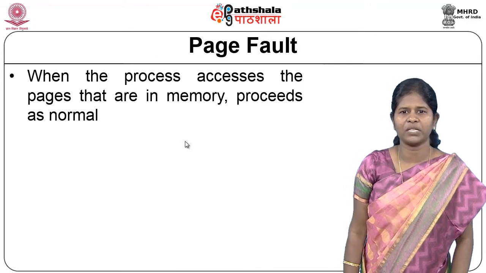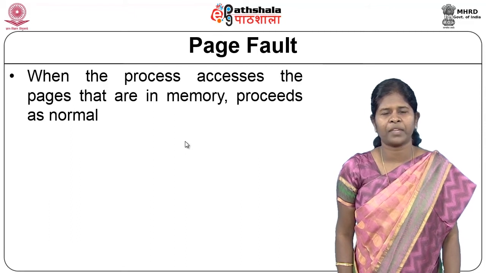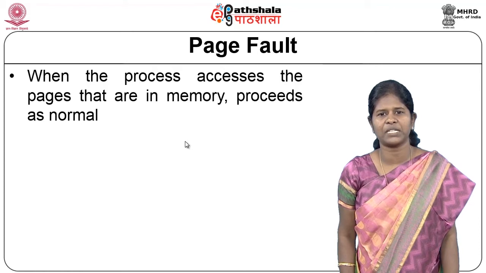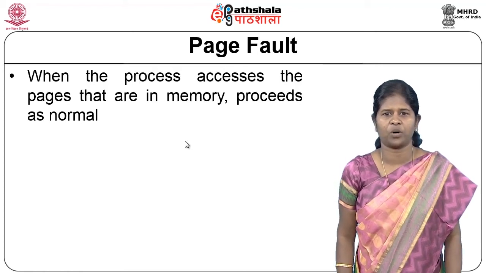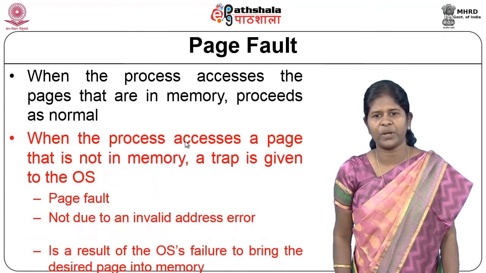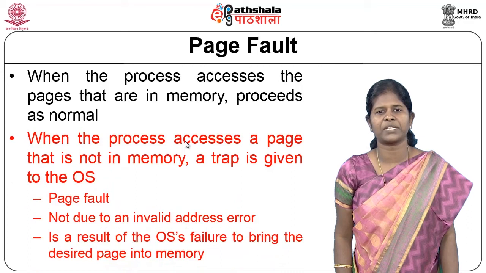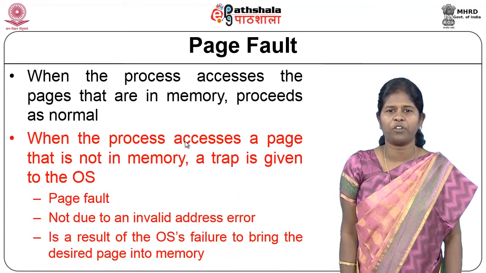Now, when the process accesses pages that are present in the main memory, it will proceed as normal. In the earlier case, page A was present in the main memory, so if there is an access to that page, it will proceed as normal. But when you try to access a page which is not in the main memory, then a trap is given to the operating system, and this is called a page fault.